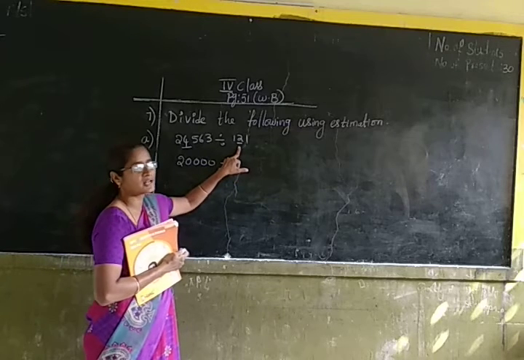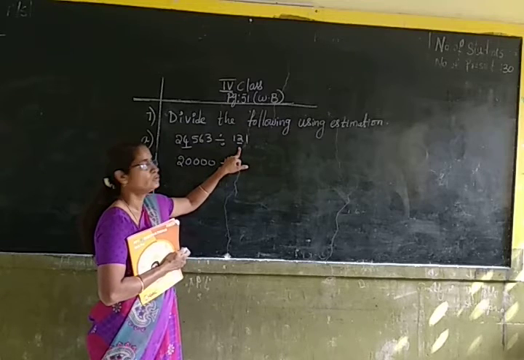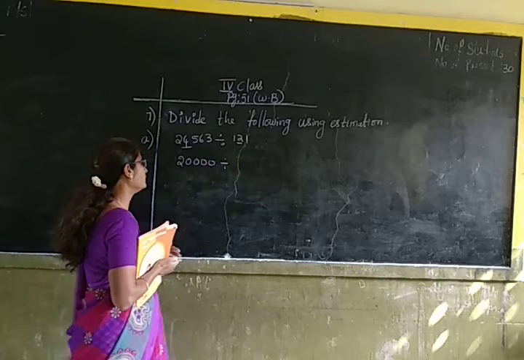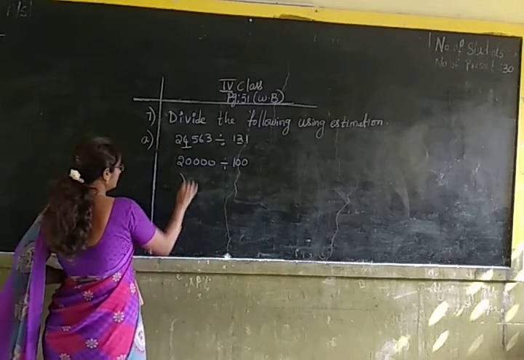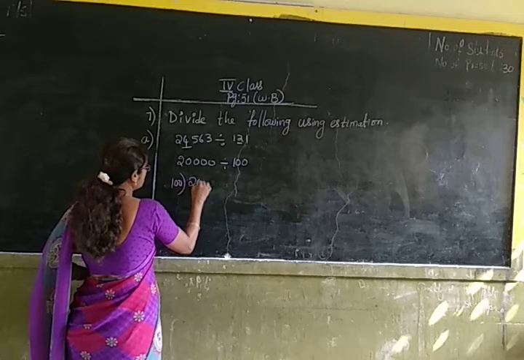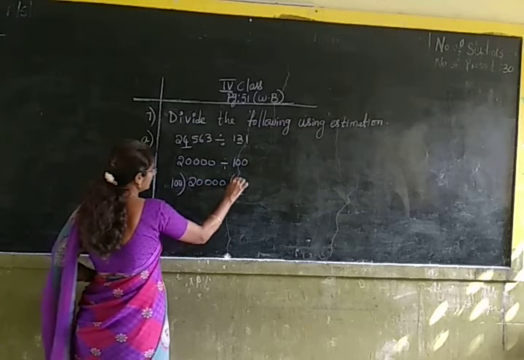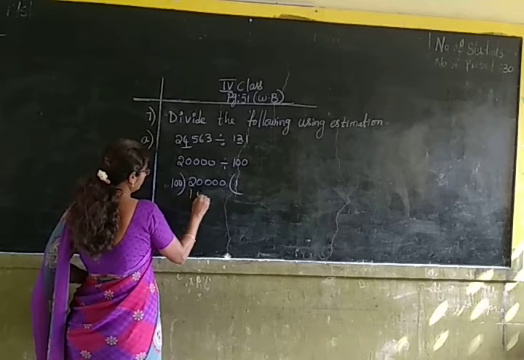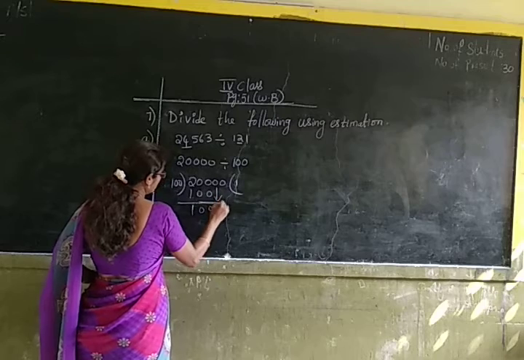For that you have to underline the digit at its tens place. Here the digit at its tens place is 2. So no need of adding 1 to the next number. And 121 will become 100. Okay children? 20,000 divided by 100. 100 goes in 200 one time. 100 ones are 100. Bring down 0.